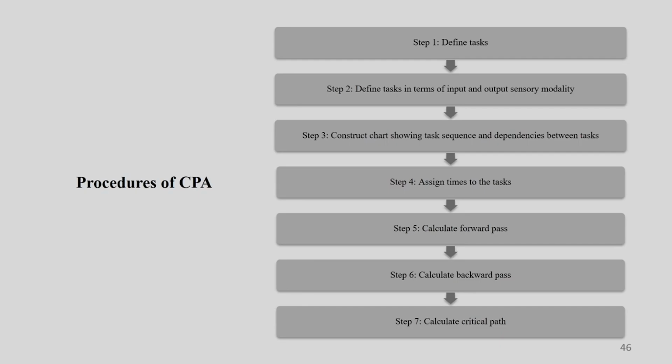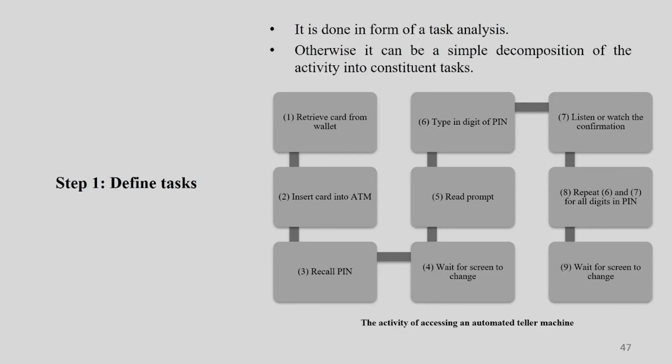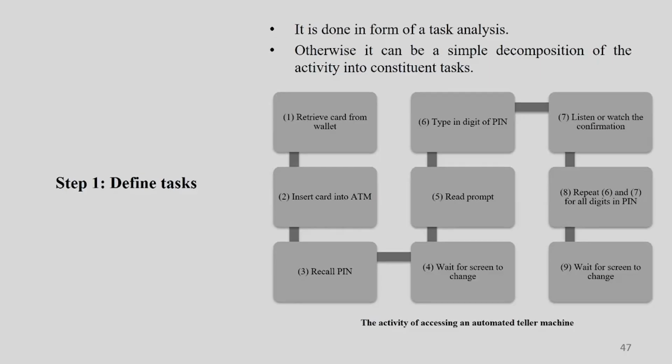Now, let us go ahead with the proper steps, explaining each step in detail. First is defining the task. It is done in the form of task analysis, any task analysis. It is not that you always need to do hierarchical task analysis. If you can do it, that is better, but a flow diagram sometimes works here too. Otherwise it can be a simple decomposition of the activity into constituent tasks, one by one, 1, 2, 3, 4, 5, like that.